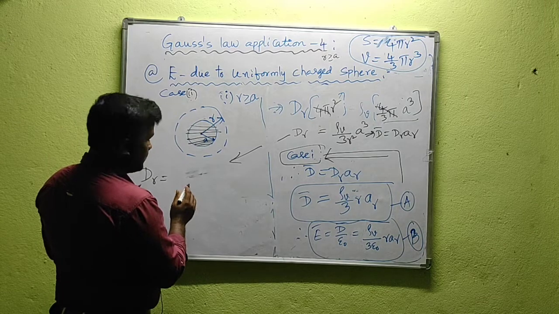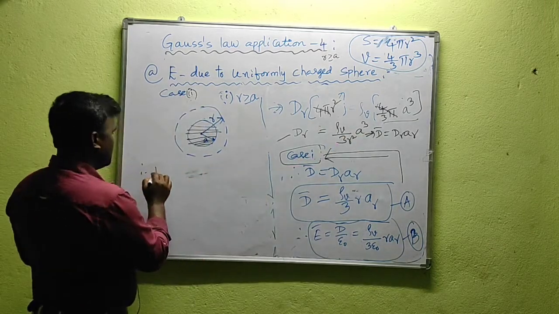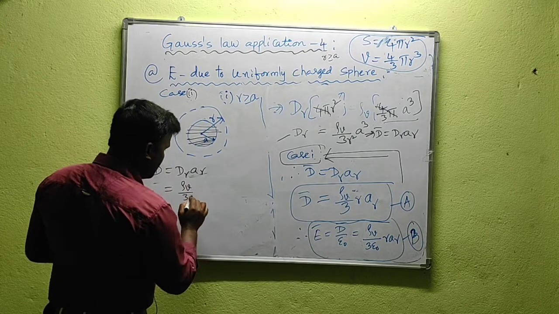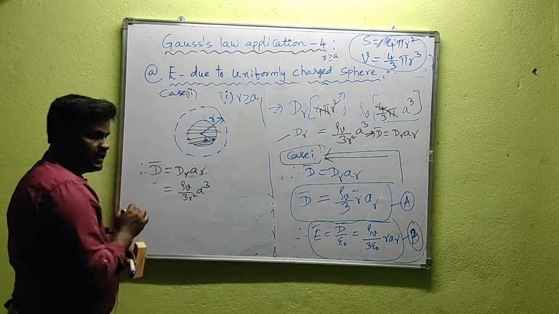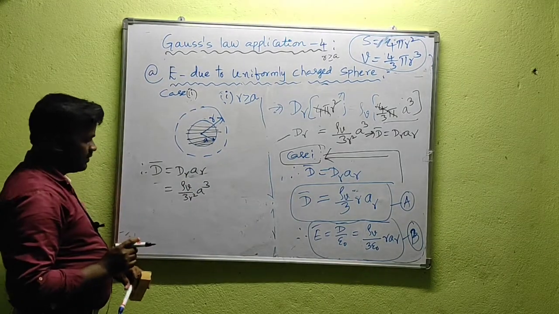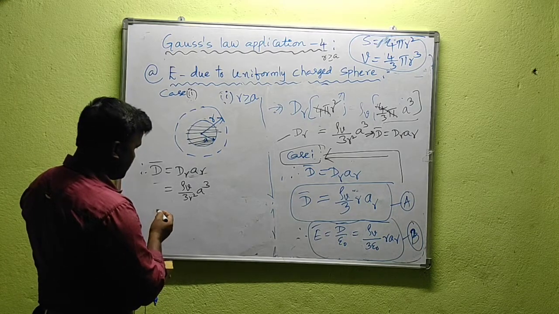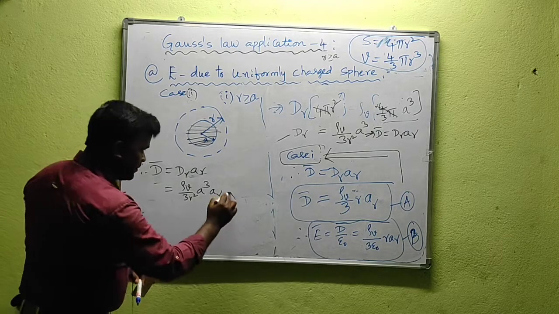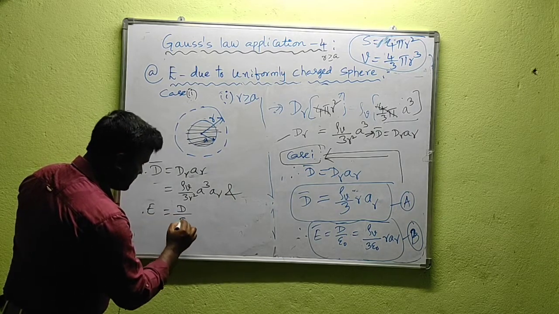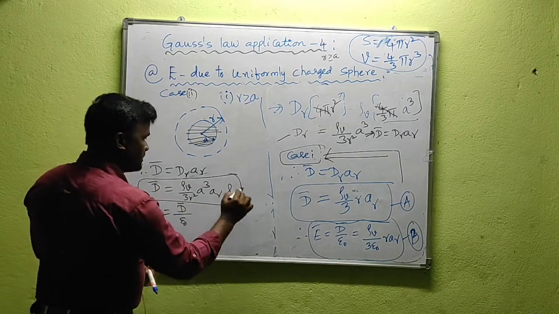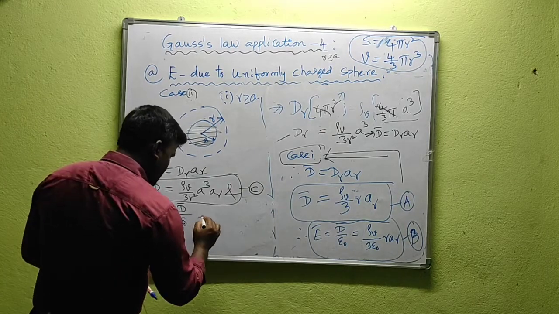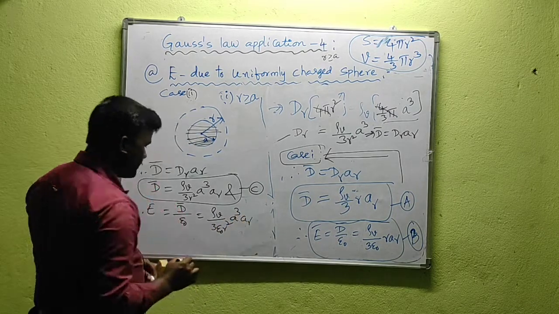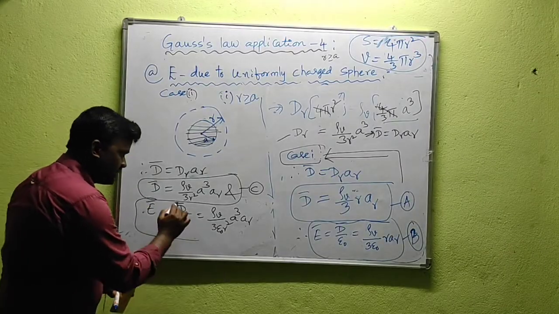Therefore D = Dr aᵣ. What is Dr? Already you have Dr = ρv a³/(3r²), so D = (ρv a³/(3r²)) aᵣ. This is equation C. Now E = D/ε₀, therefore E = (ρv a³/(3ε₀ r²)) aᵣ. This is about E, and let us say it is equation D.